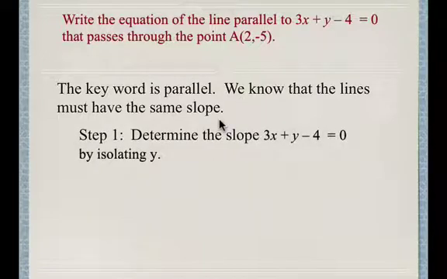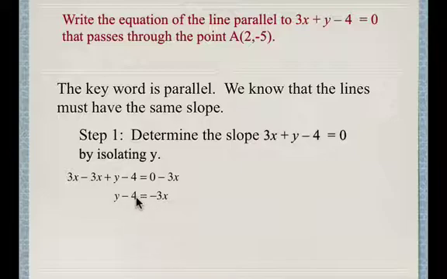So we've got to determine the slope of the line that we're given, so the 3x plus y minus 4 equals 0. And the way we do that is by isolating y. In other words, get it into y equals mx plus b form. So first thing we're going to do is subtract 3x from both sides. So this is just our equation with subtracting 3x from both sides. And that simplifies to be y minus 4 equals negative 3x.